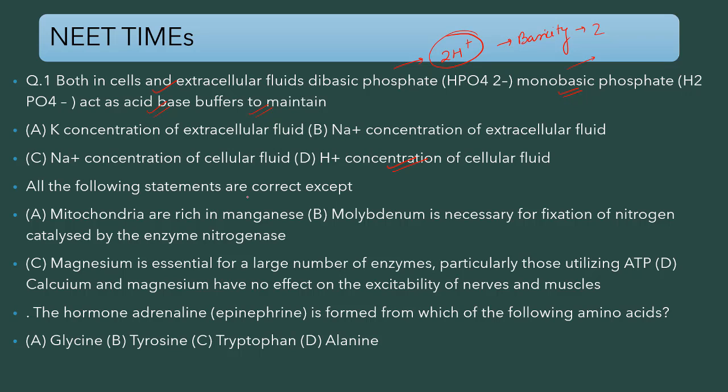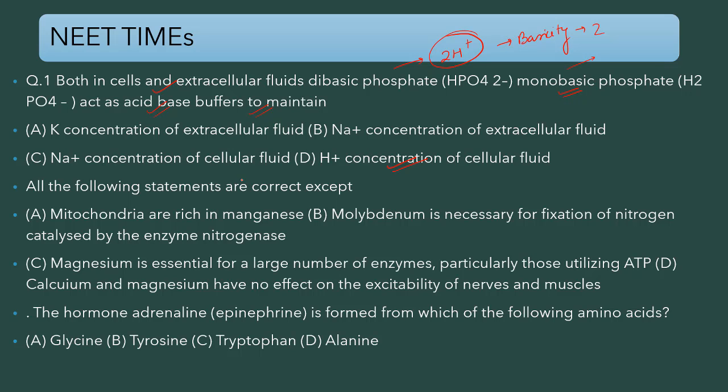Understood? All the following statements are correct except: mitochondria are rich in manganese; molybdenum is necessary for fixation of nitrogen catalyzed by the enzyme nitrogenase; magnesium is essential for a large number of enzymes, particularly those utilizing ATP; calcium and magnesium have no effect on the excitability of nerves and muscles. We have to find out the incorrect statement.